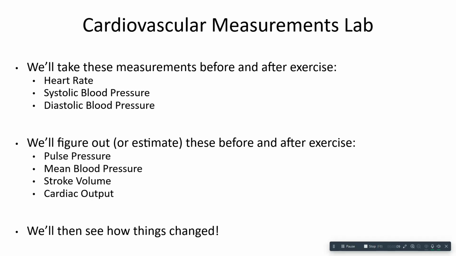So in this lab, you're going to take some measurements. You're going to measure the heart rate of a volunteer. You're going to measure their systolic blood pressure and their diastolic blood pressure. And then you're going to do some math, figure out their pulse pressure and mean blood pressure. Then you're going to estimate stroke volume and cardiac output. And you're going to do all this before and after doing some exercise, and you're going to see how things end up changing. So that is the plan.